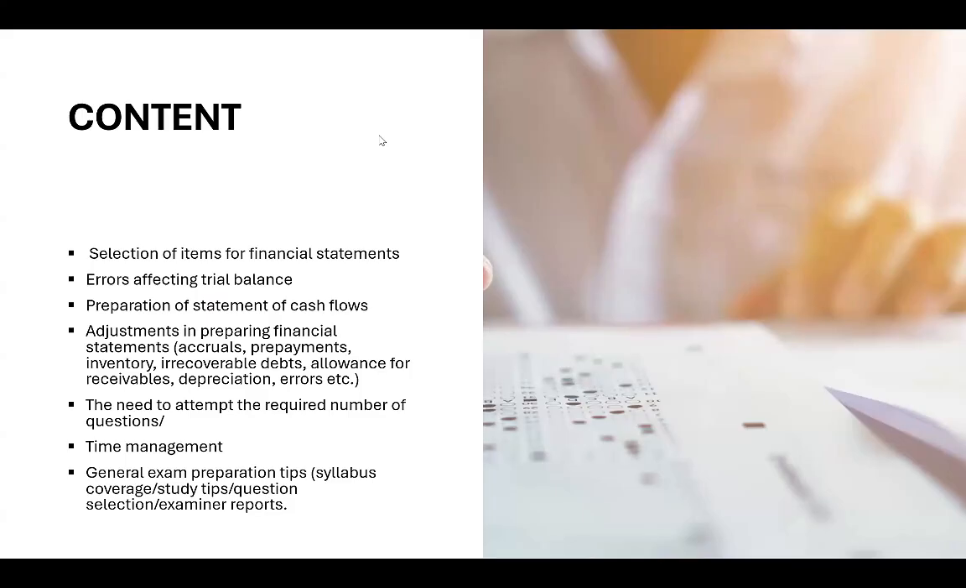So the items that we'll be looking at this afternoon include what ZICA has been notified by the team of examiners are the areas where a lot of students usually have challenges, including selecting items to be presented in the financial statements, also the issues of errors that affect the trial balance, the preparation of the statement of cash flows. This one has come out as one of the topical issues amongst a lot of candidates for this paper. We will also talk about common adjustments when preparing the financial statements.